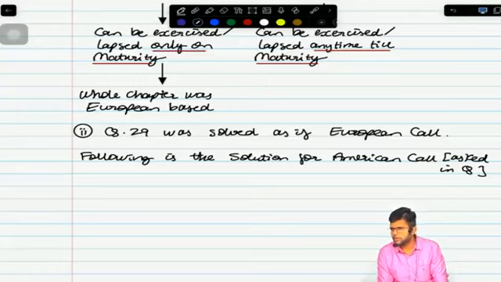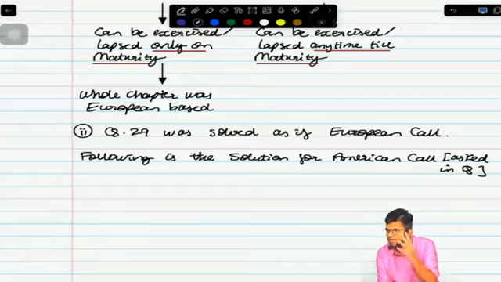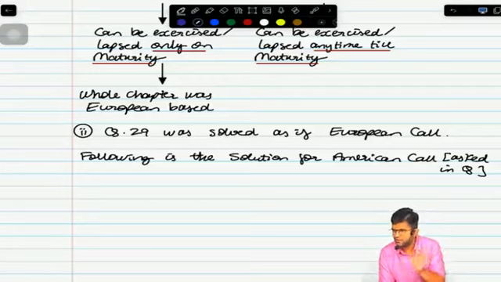So in the exam, if they are asking American, do only American. No need to do European. I did European because I wanted to explain. Two-step also I explained, and the European-American difference also explained. Now in American call, where will things change? That much only I'll give you. Everything else is the same. Everyone ready?